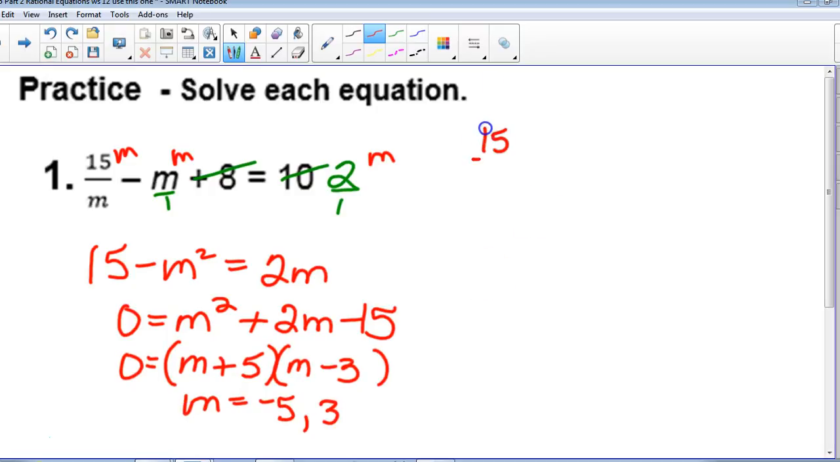I'm going to go over here and check it. If you don't want to write the check down, I totally understand that. But on a test or quiz, do the check, because you know right away if you did something wrong then.